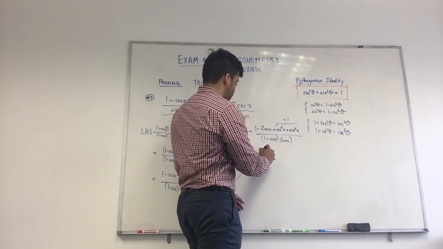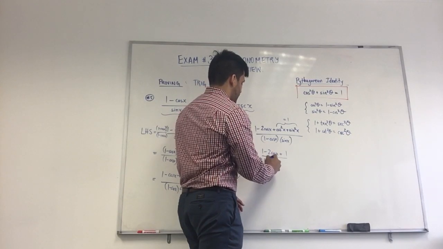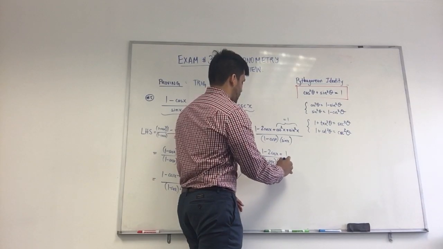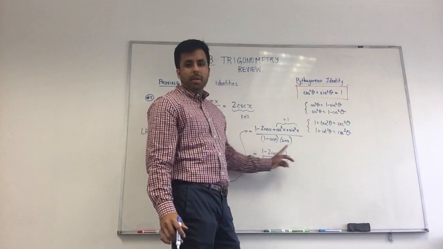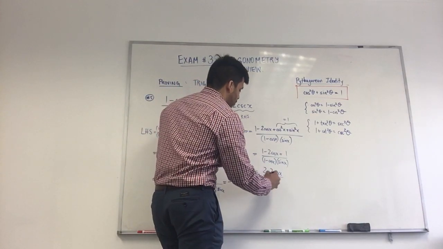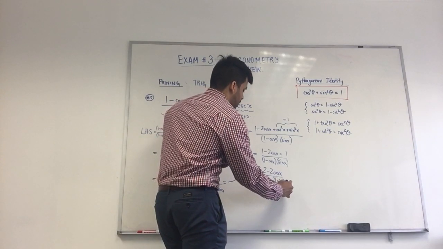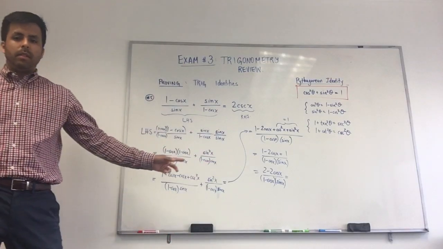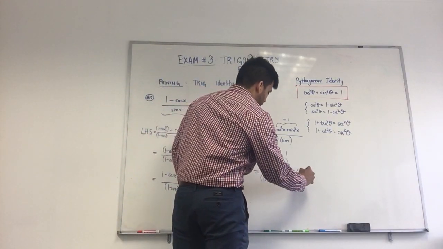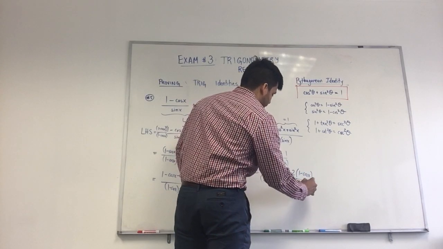So I can rewrite this now as 1 minus 2 cosine x plus 1 over 1 minus cosine x times sine x. But then I'm like, wait, 1 plus 1 is 2. So I got 2 minus 2 cosine x over 1 minus cosine x sine x. But then I see, wait, I can factor the 2 out from the numerator and I get 2 times (1 minus cosine x) over (1 minus cosine x) sine x.